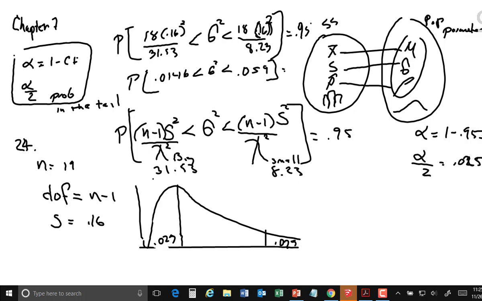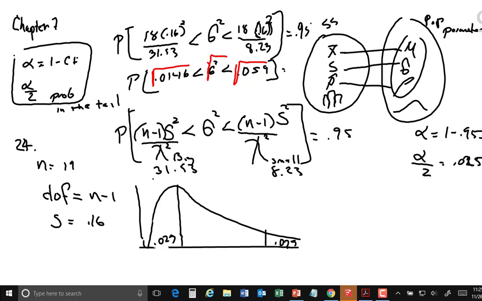However, they're asking not for the variance, but for the deviation. So the last thing to do is get rid of this. We're going to square root it. We have to square root this side, and we have to square root this side. And that should be the answer.